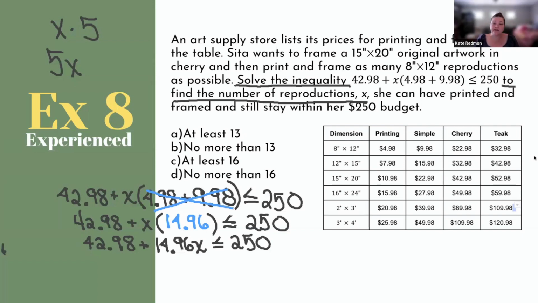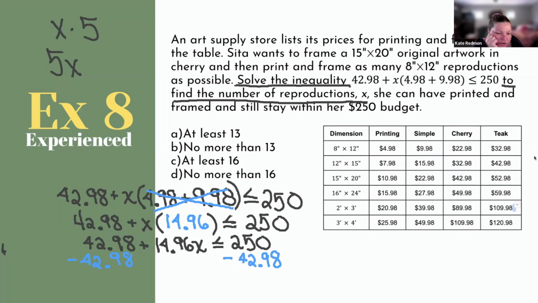I can see that there's only an X on one side. So all I got to do is get the numbers away. Let's make sure to move anything adding or subtracting with X first. So this 42.98 is separated from X by a plus sign. That's the thing adding or subtracting. I'm going to get rid of it by doing the opposite. I'm going to subtract 42.98. Now I can do whatever I want as long as I do it to both sides. Make sure you get all the way across the inequality symbol.